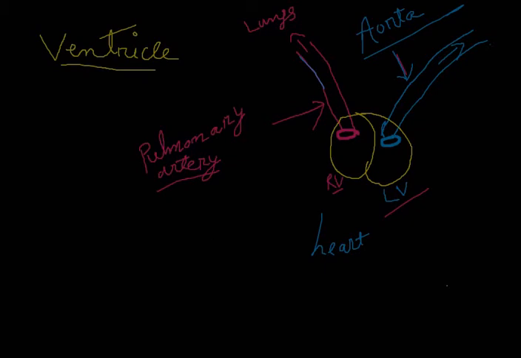In general, the right ventricle is smaller and the left ventricle is bigger, and the left ventricle is more muscular. Why? Because we have to provide more pressure in the aorta, because it carries blood from the heart to other parts of the body. But in the right ventricle, the pulmonary artery carries blood from the heart to the lungs.